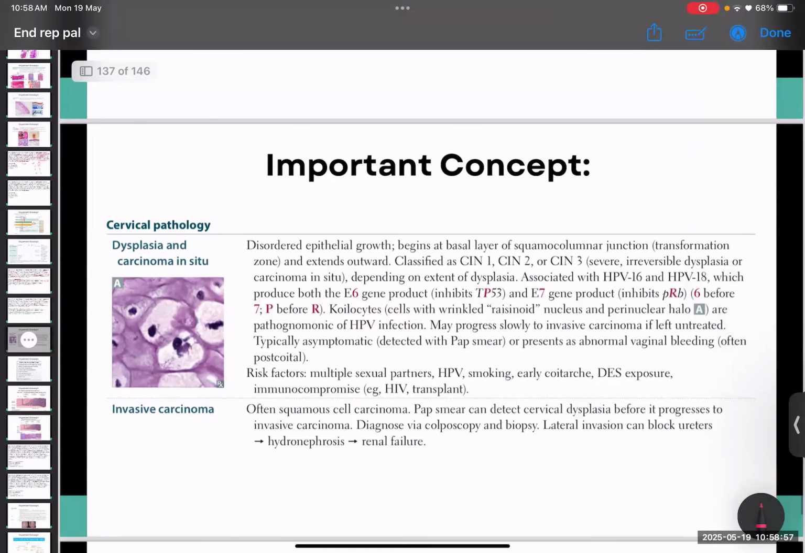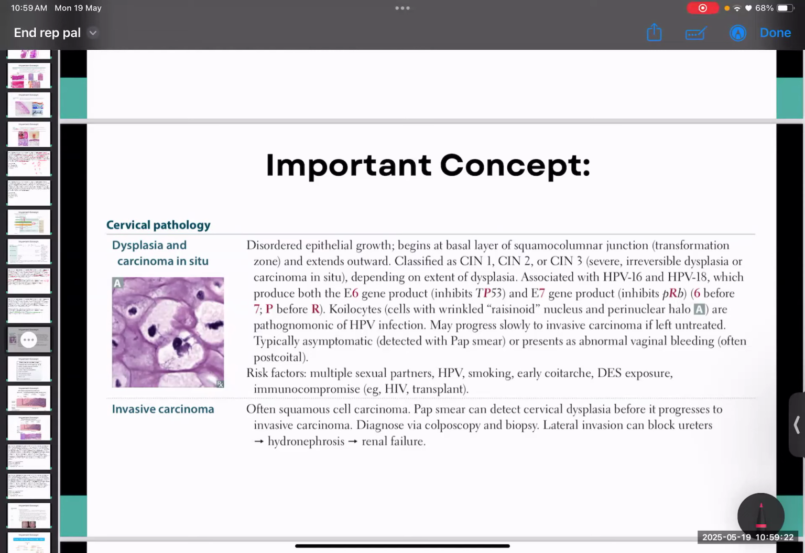So when we're talking about cervical cancer and cervical intraepithelial neoplasia, this is usually atypical cells that begin at your transformation zone, which is like the basal layer of the squamocolumnar junction, and it kind of then extends out from there. So they're classified as CIN1, CIN2, and CIN3.